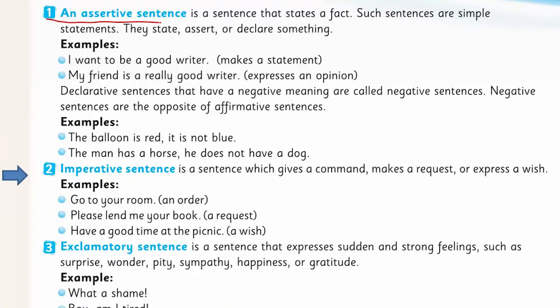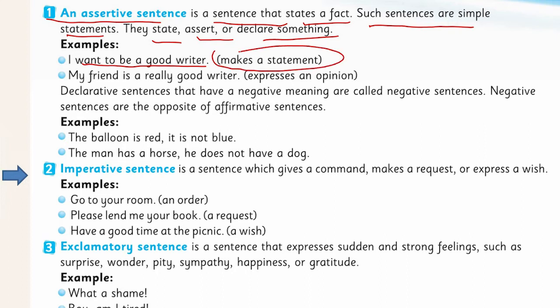An assertive sentence is a sentence that states a fact. Such sentences are simple statements. They state, assert or declare something. They tell you about something or give a statement or declare something. I want to be a good doctor. It is a declarative sentence. This person is telling you about that. He's declaring that he wants to be a good writer. It's just a statement. My friend is a really good writer. It expresses an opinion. Both sentences are included in the assertive sentence, because this is an opinion, a statement, a declarative sentence and a simple sentence.